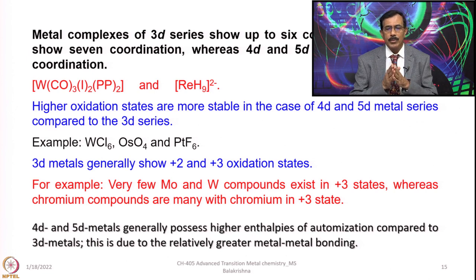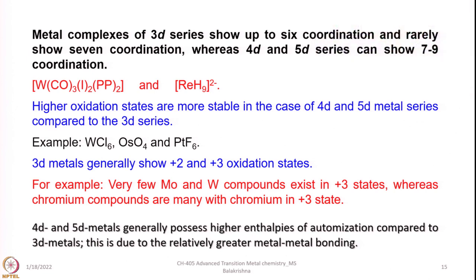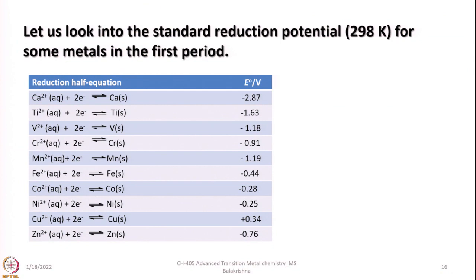This is due to the relatively greater metal-metal bonding. So, while explaining the radius and also melting point, I did discuss these aspects. Let us look into the standard reduction potential for some metals in the first period.